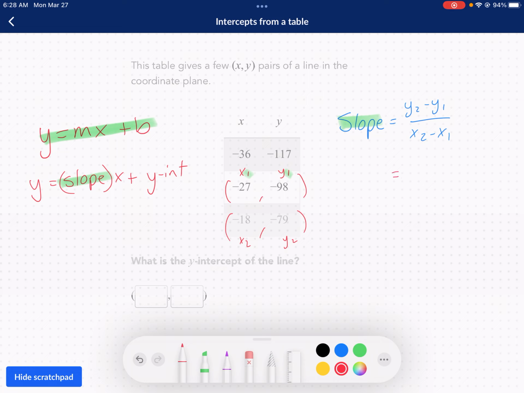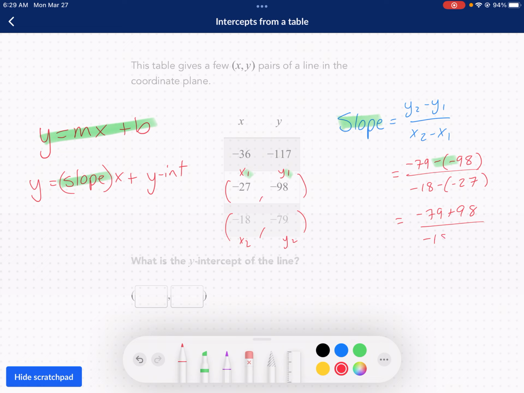So I have y2 is -79. Kind of some strange numbers here, but it happens. Minus -98. Very important that I put the minus here, take a look. That's going to turn into a plus in just a second. Divided by x2 is -18 minus a -27. I'm just going to use a calculator to make this go a little bit faster. So we have plus 98. If I wanted to rewrite this, it would look like this. Just so you know, I put -79 plus 98.